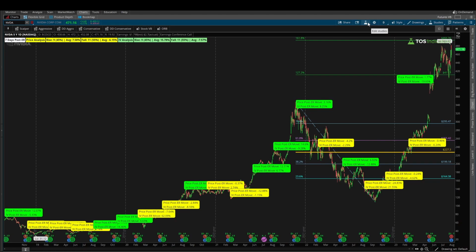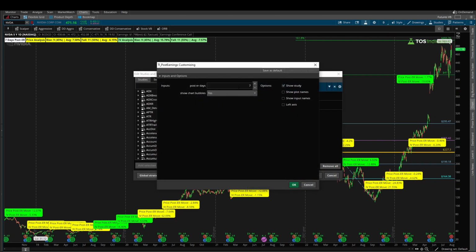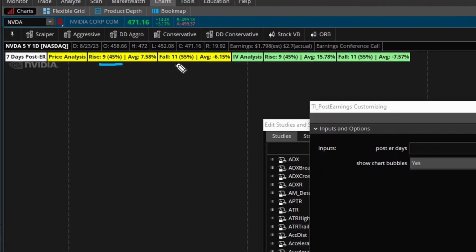Now, using 5 years worth of data, in 7 days post-earnings, we can see inside of Nvidia that price action tends to rise about 45% of the time, but it tends to fall 55% of the time.